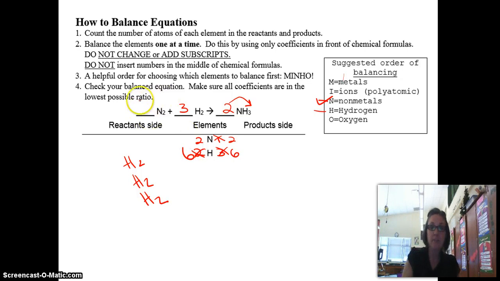I don't have to change my nitrogen on the reactant side, so there's like an invisible 1 coefficient in that blank right there. So when you balance an equation, the last thing you do is check it and make sure all the coefficients are in the lowest possible ratio. Sometimes it happens that you make a tiny mistake and everything here would be doubled and you would have like 2, 6, 4. So if you see all even numbers, go back and divide them all by 2 and bring them down to that simplest possible ratio.